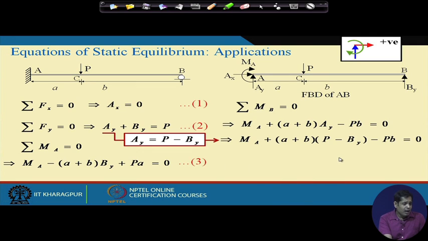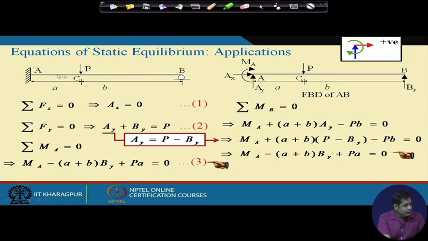this equation is not independent of the other two equations. Let us see. From equation 2, we know AY plus BY is equal to P, which gives AY is equal to P minus BY. If I substitute AY here as P minus BY, the equation we get is very similar to equation 3. So, even if you take moment at B equal to 0, that eventually gives you equation 3. Essentially this equation is a combination of equation 2 and 3, so it is not an independent equation.